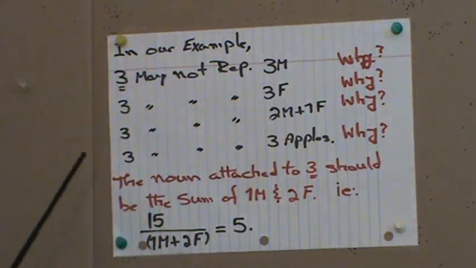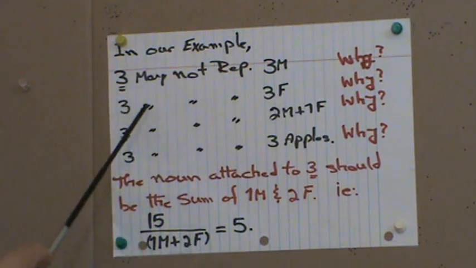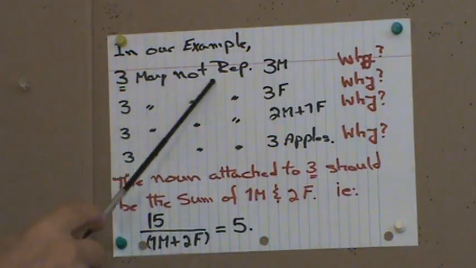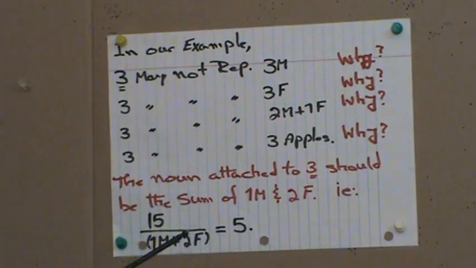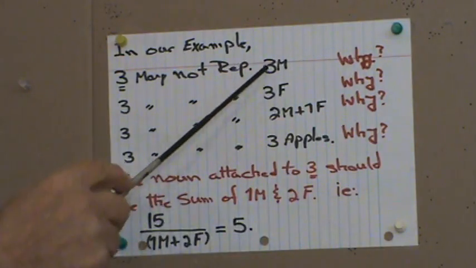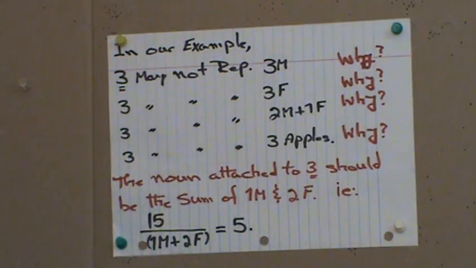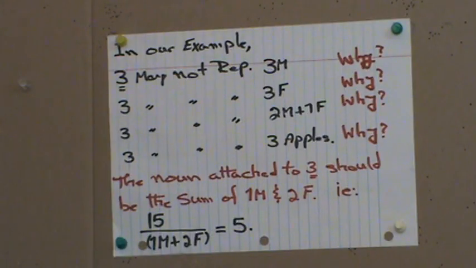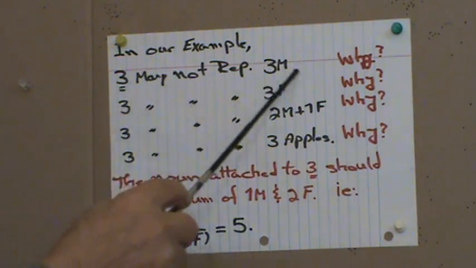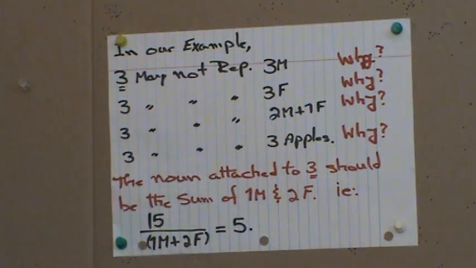Now, in our example, 3 may not represent 3 male. Why not? Because if 3 represents 3 male, then the magic number 5 that we got, 5 times 3, makes 15 male, and that contradicts the premises of the given problem. The given problem didn't say the entire members of the club were male. They said they are male and female, a mixture of them. So this is out.